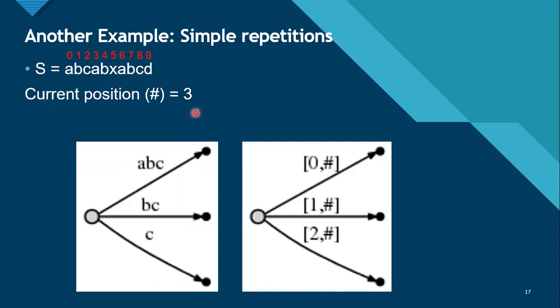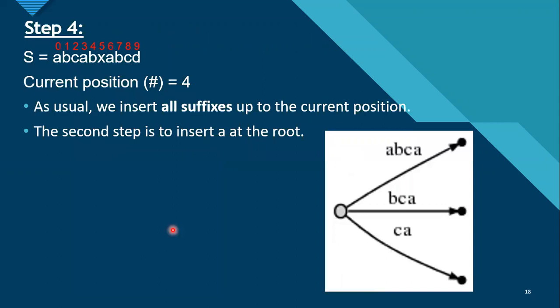Our current position is 3. We have the same tree that we ended with in our previous example. So let's now move on to step 4.